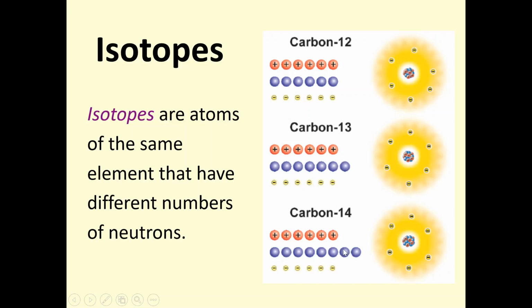This one, look, there's 2 extra neutrons. And so we call it a carbon 14 because there's 6 protons and 8 neutrons all in that nuclei. They're still all considered carbon. They're just a little bit different from each other. That's what an isotope is. Isotopes are atoms that are of the same element, but they just have a different number of neutrons.